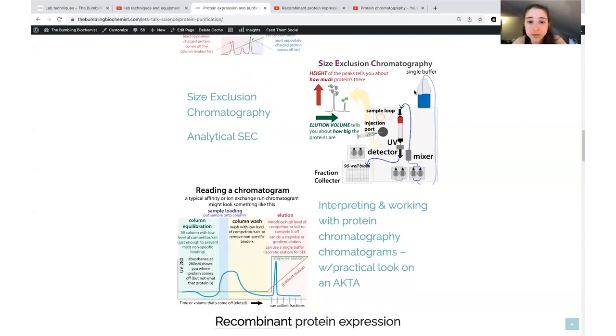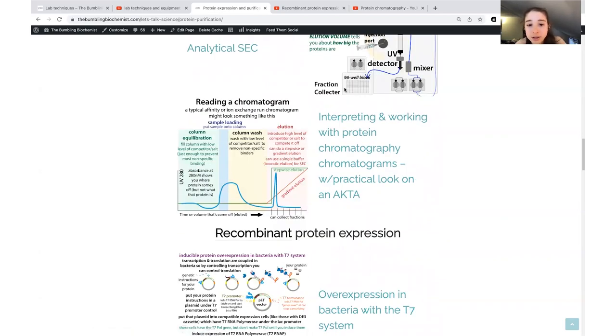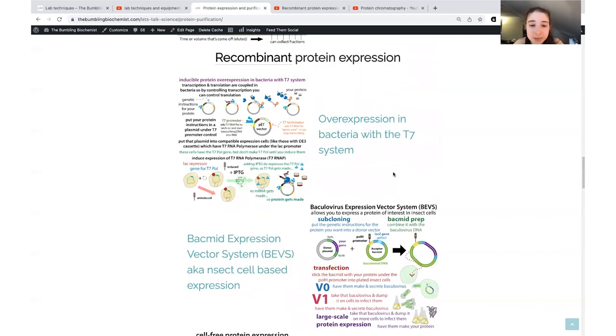In addition to doing it for purification, to clean up proteins, separate the big and the little things and isolate one of them, you can also use it for analytical purposes. So mixing proteins together, or proteins and DNA or RNA together, and seeing if they coelute, if they are going to come out together, showing that they're binding. And if you want more information about working with an ÄKTA and reading these chromatographs, more on that in this post.